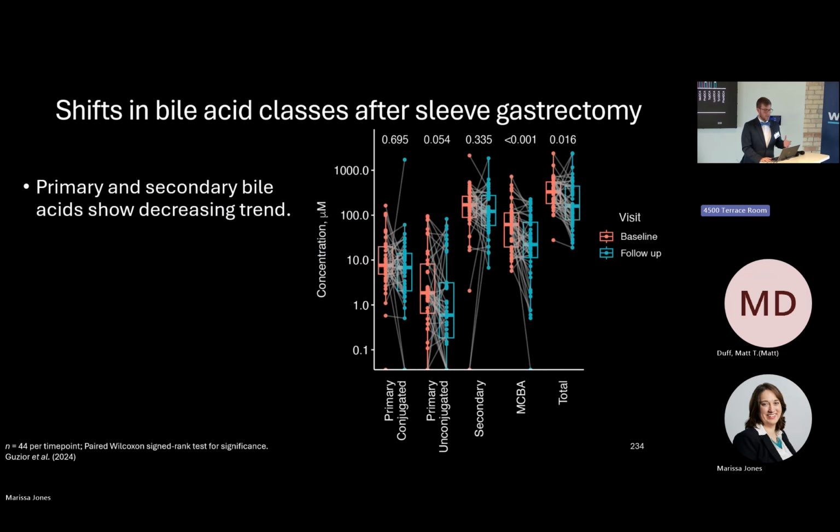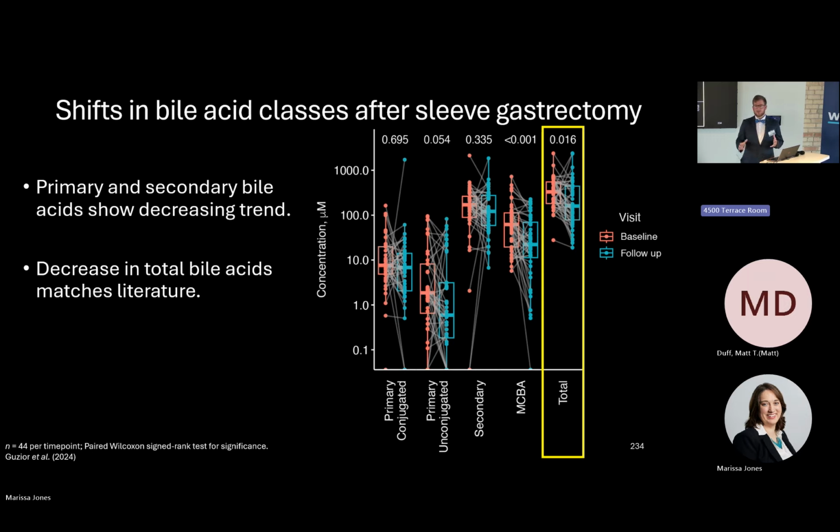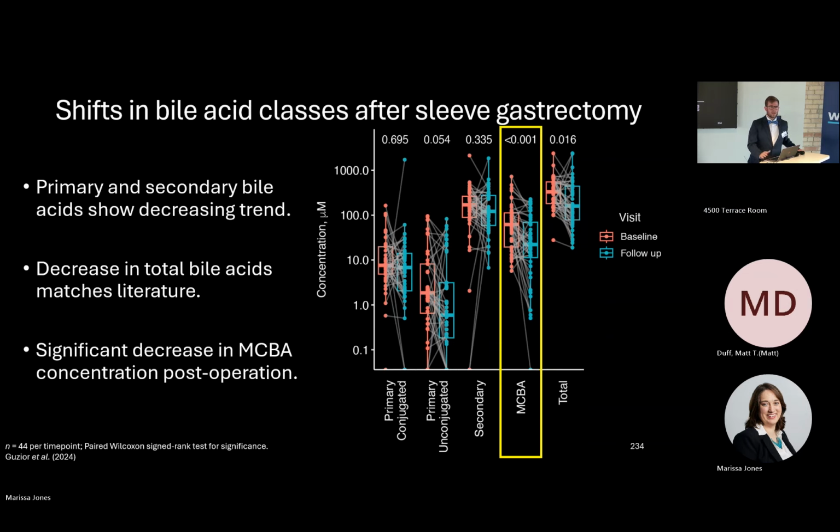Now, breaking this down into classes and just trying to identify what's different, when we look at primary and secondary bile acids, we do see a decrease, or at least a slight decrease in concentration between the 2 time points. In addition to recapitulating and further supporting the decrease in total bile acids following the sleeve gastrectomy. But one of the things that we uncovered within this is that the most significant change in bile acid classes was for microbially conjugated bile acids. And indeed, this may be what's driving that decrease in total bile acids themselves.